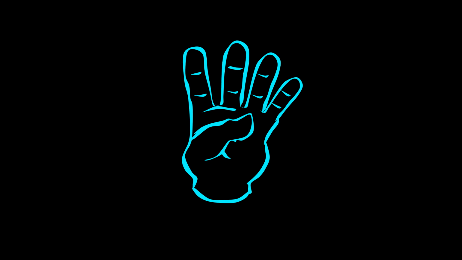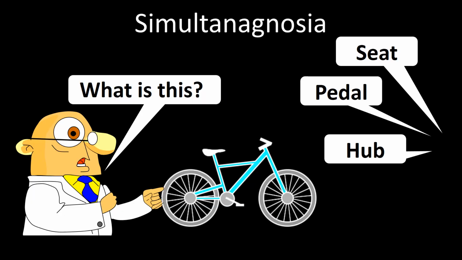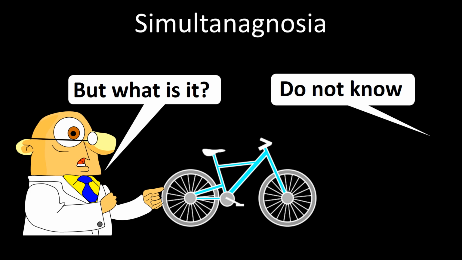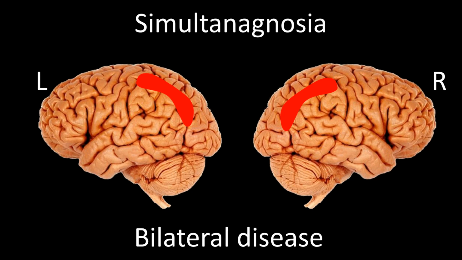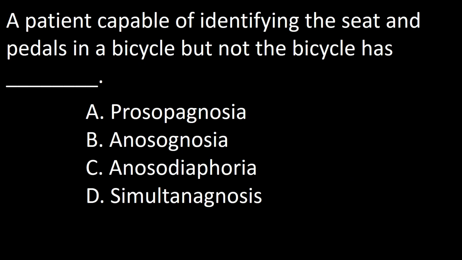The fourth answer is simultagnosia, a condition where the affected individual sees specific details of a complex scene but fails to grasp the overall meaning of the image. Simultagnosia usually occurs with bilateral lesions in the occipitoparietal regions, such as bilateral infarcts in the posterior watershed areas. So the answer to this question is D.